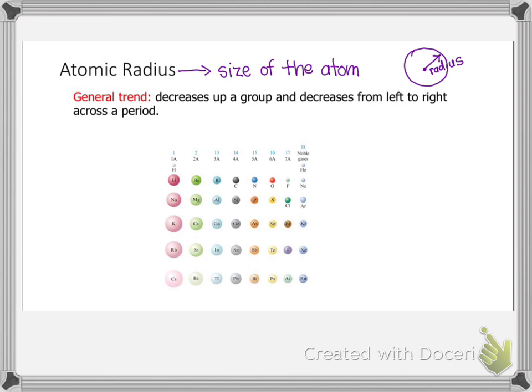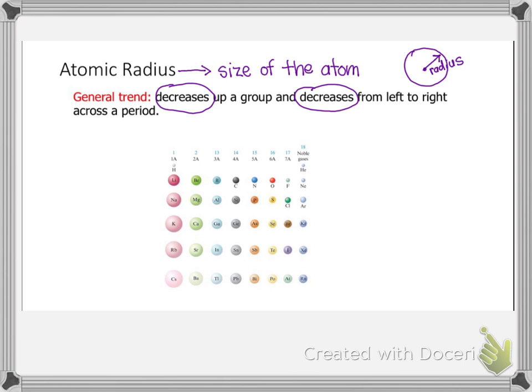When I think about my trends, I like to have them moving in the same direction. If you look at this illustration, the trend is most predominant in the main group, or the representative group. Those are the taller groups on the periodic table, the ones that have an A in their group number. Transition metals also have this trend, but it is not as dominant.